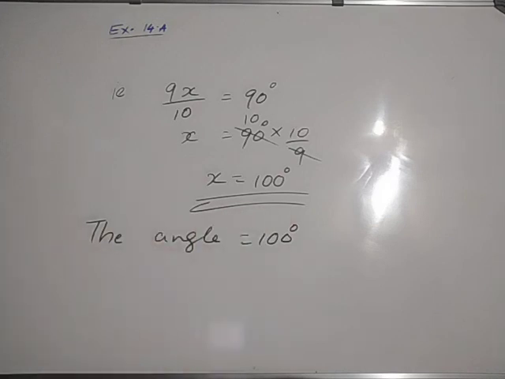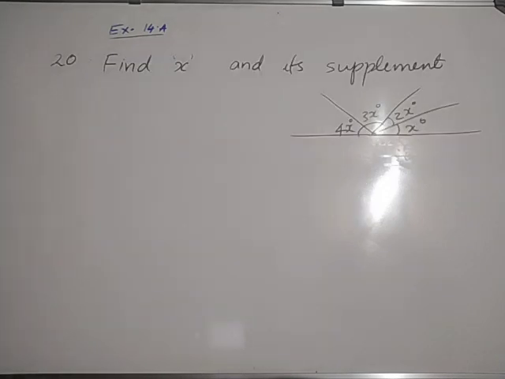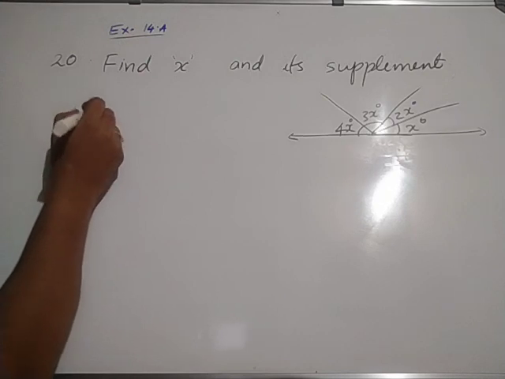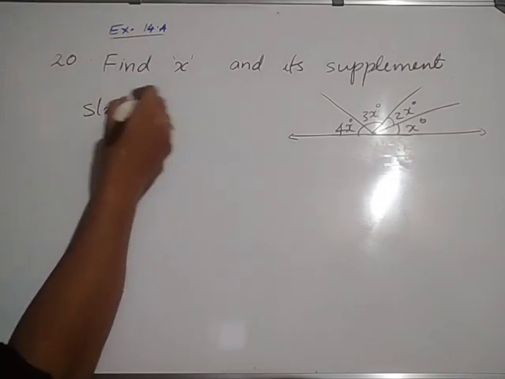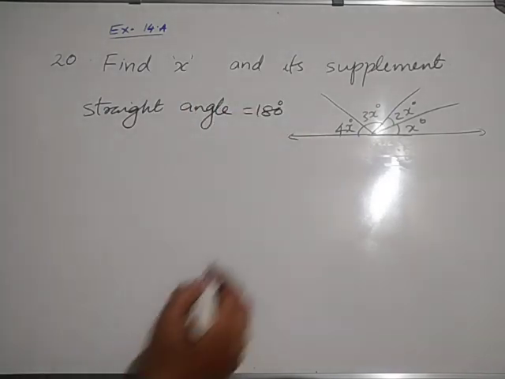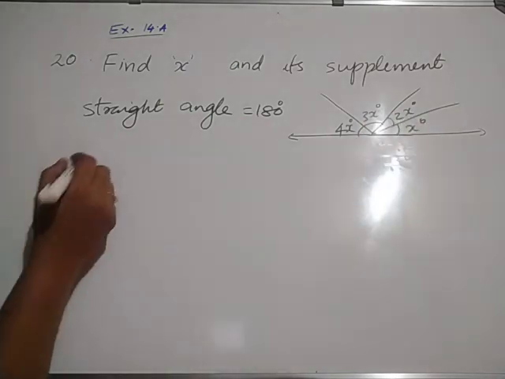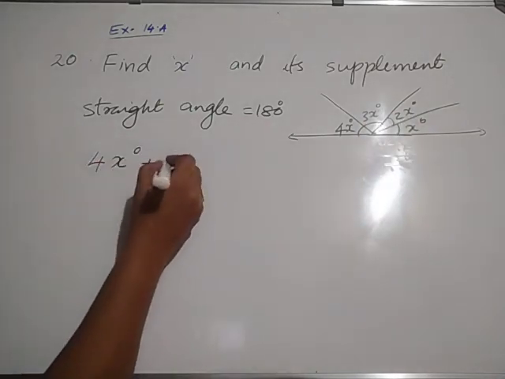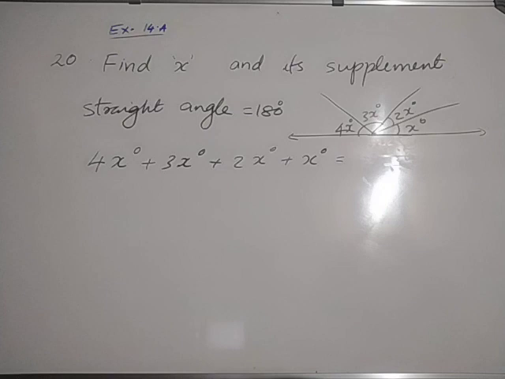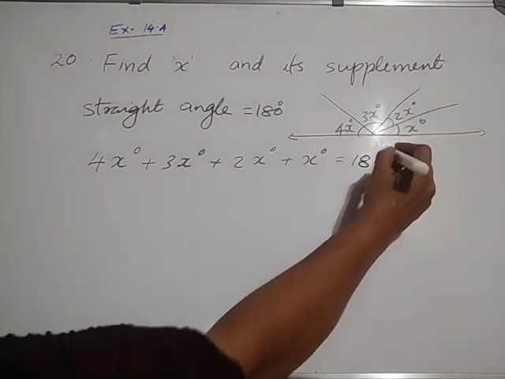Now the next one: use the adjacent figure to find angle x and its supplement. This is the diagram and we need to find x. How can we find the x? Look at this diagram. This is a straight line. So what is the measure of a straight angle? Yes, a straight angle is 180 degrees. We can apply that 180 degrees. So this straight angle is divided into 1, 2, 3, 4 angles. The measures are 4x degrees, 3x degrees, 2x degrees and x degrees. The sum of the 4 angles should be 180 degrees.